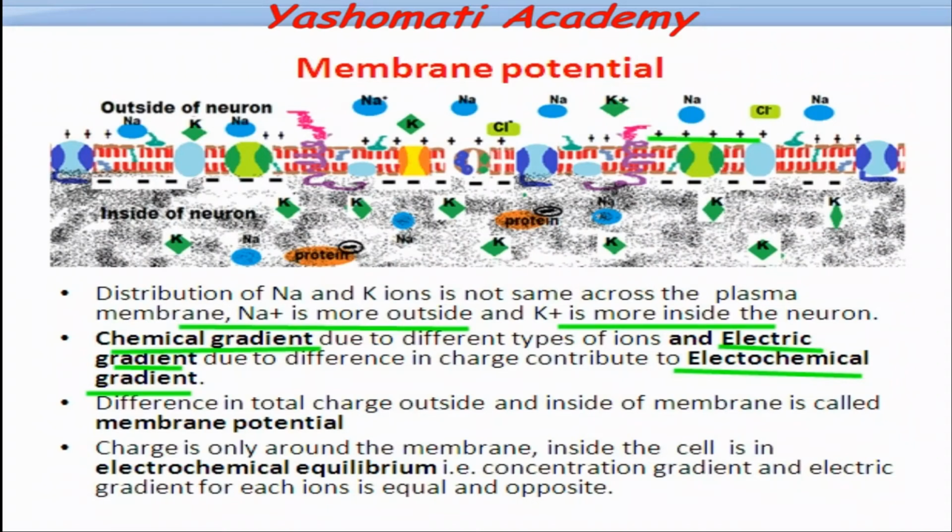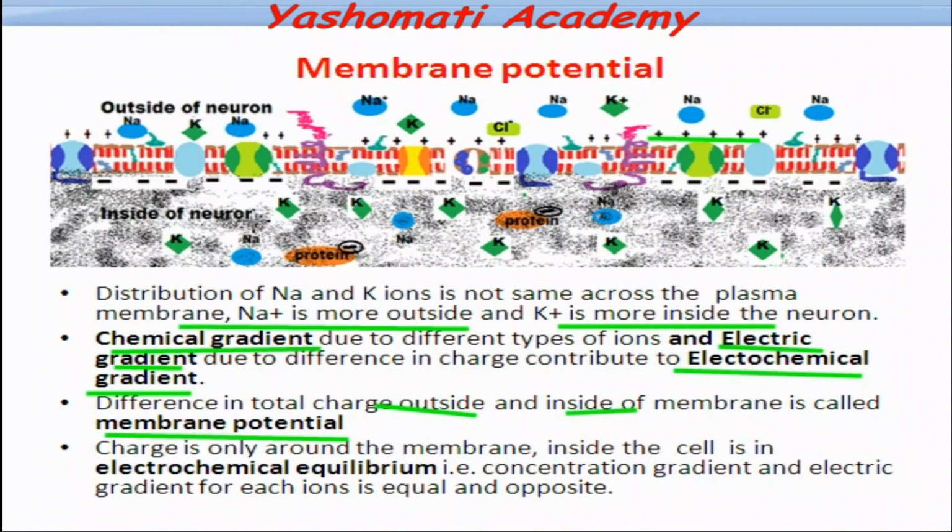Membrane potential is the difference in total charge when we are taking total charge outside and inside of the membrane. That is called the membrane potential. So when we say that the membrane potential of a resting neuron is minus 70 millivolts, that means that the inside of the membrane is 70 millivolts more negative than the outer side. So this is regarding the resting neuron. When there is a stimulus, then the resting neuron may go into the excited state if it is able to cross the threshold potential.